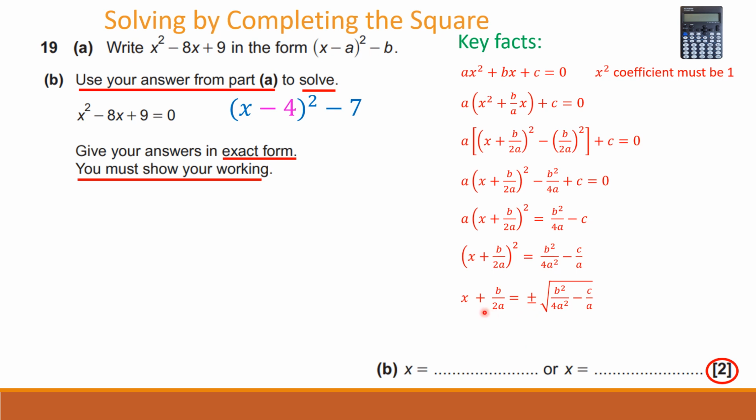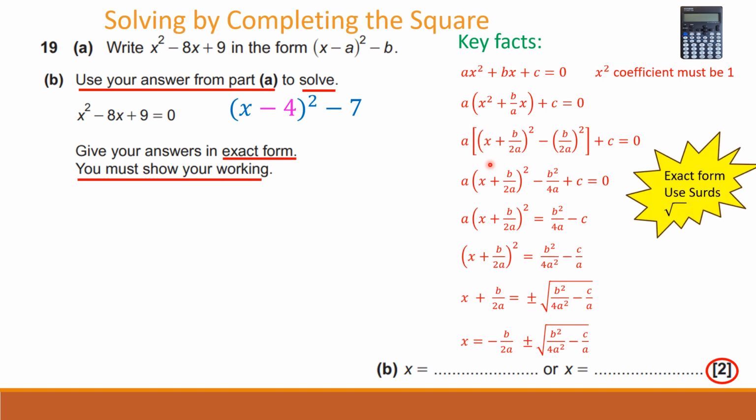Then I need to get rid of this b over 2a. The opposite to plus b over 2a is subtract b over 2a. So x is equal to minus b over 2a plus or minus the square root of b squared over 4a squared minus c over a. And this is the generalised expression for any quadratic. Ax squared plus bx plus c equals 0 will always come down in this form.